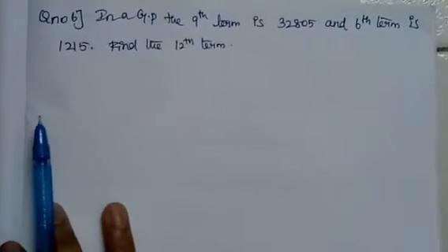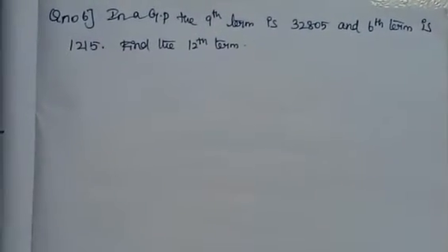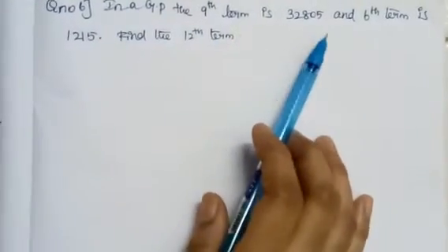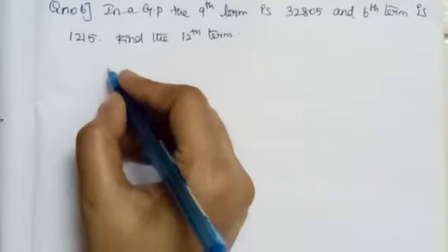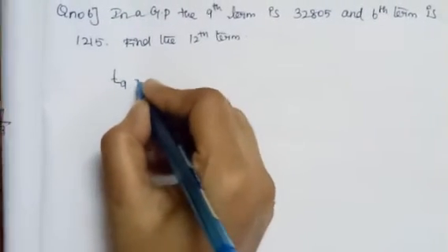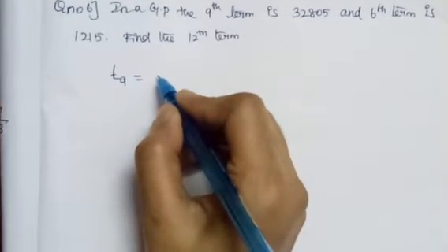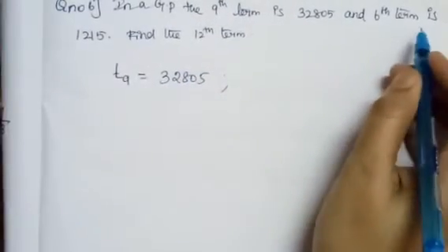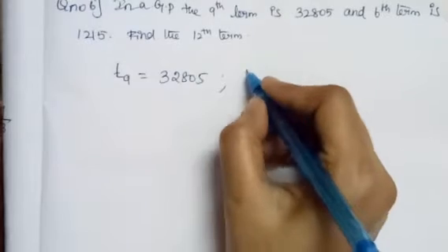Question number 6 from exercise 2.7. This is the question. In a GP, the ninth term is 32805. So we can write it as T9 is equal to 32,805. And sixth term is 1215.